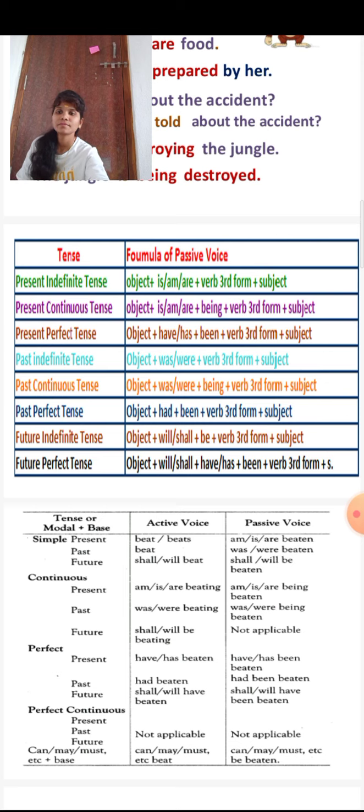And next, past continuous tense, which is also called past progressive tense; both names are used. Active voice sentence: they were waiting for him.